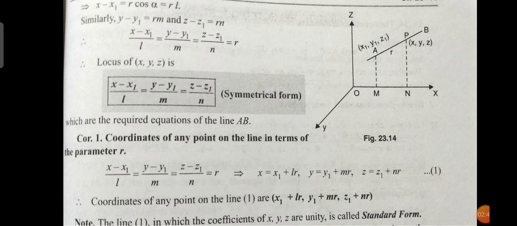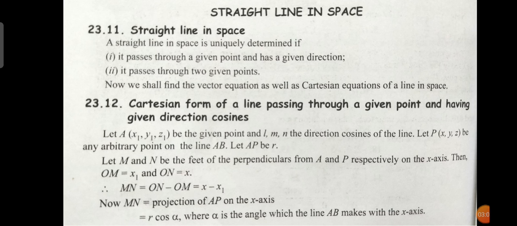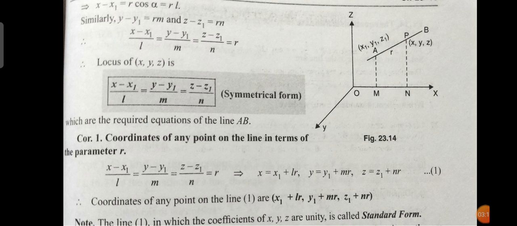Then you can find the ratio: x minus x1 by l equals y minus y1 by m equals z minus z1 by n. It is the Cartesian form of the equation of the line, the Cartesian form of a line passing through a given point and having given direction cosines. This equation should be remembered.